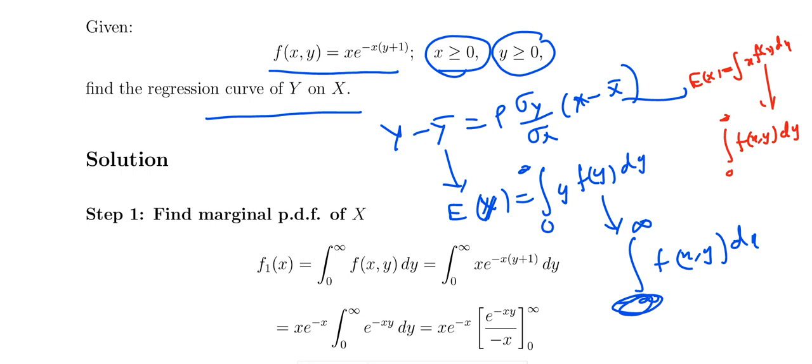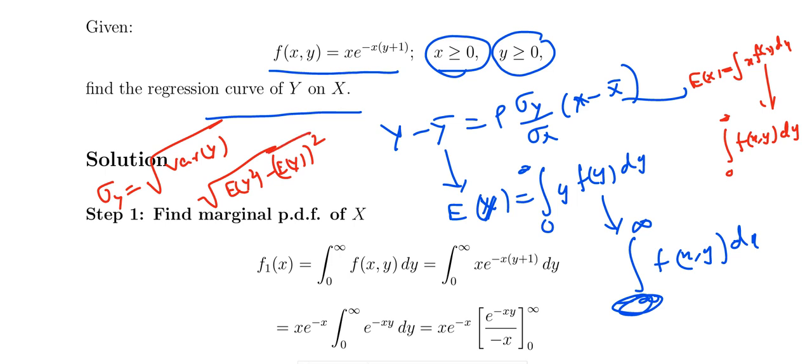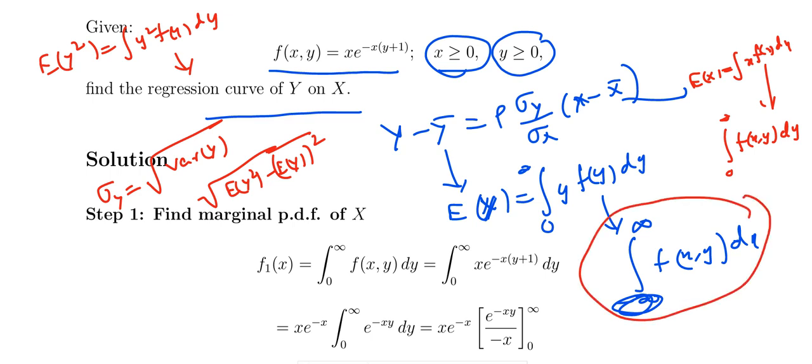And then sigma y, that is called the standard deviation of y, that is square root of variance of y. So the variance of y is E of y square minus E of y the whole square. Once you find E of y, E of y square is the integral of y square f of y dy. The f of y we have already found out. So y square f of y dy with limits 0 to infinity, we can calculate, and this will come as a number. So that is the procedure.